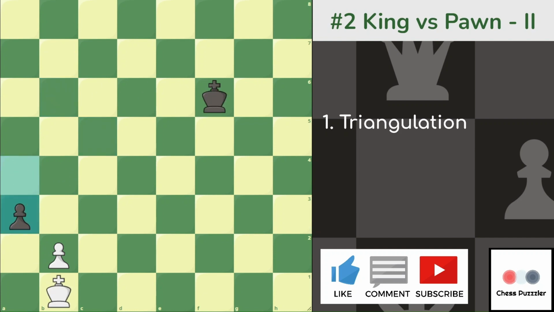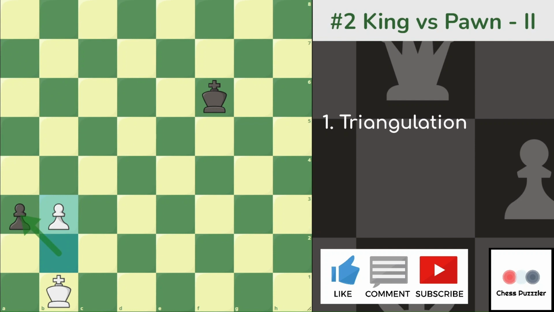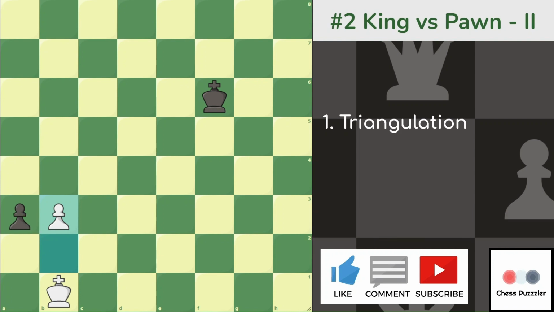So to prevent this ending, black will play a3, which will be followed by b3. Now there's a challenge for you here. Can you determine why white played b3 and not b4, or a takes on b, b takes on a3? If you can figure it out, then please mention that in the comments section.